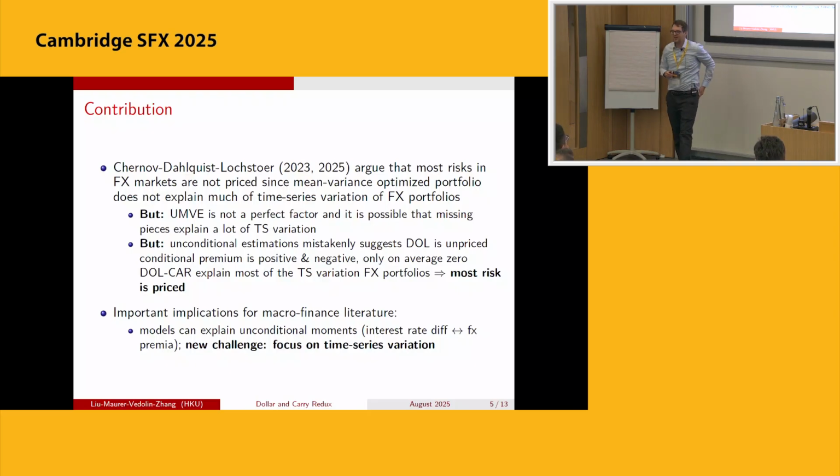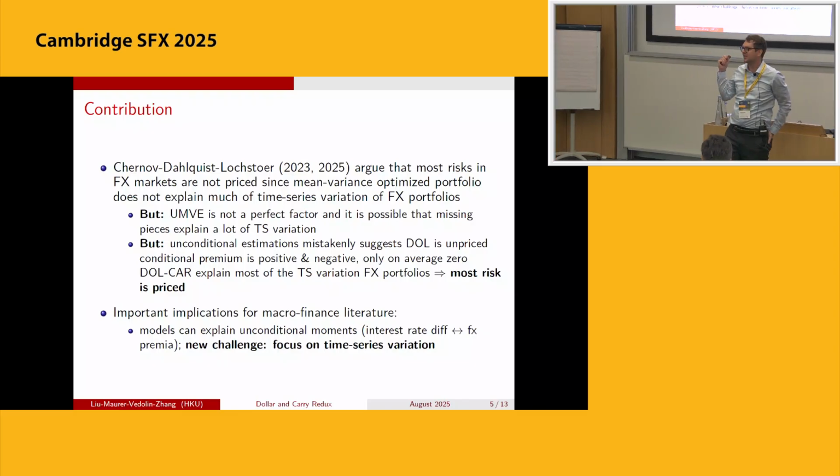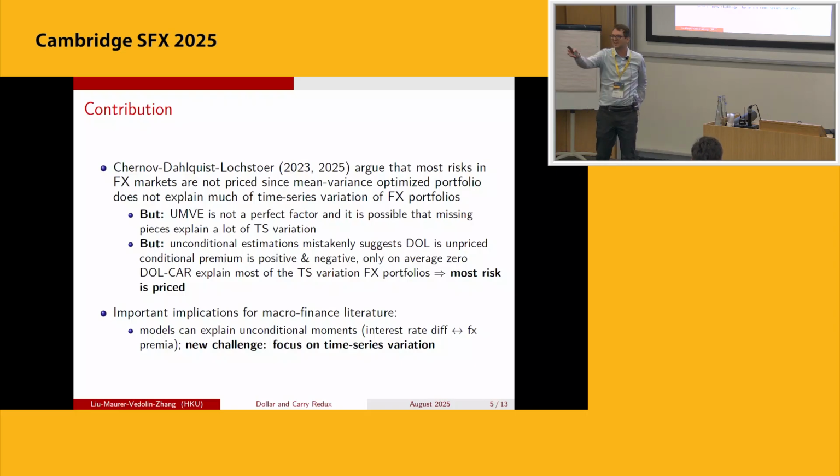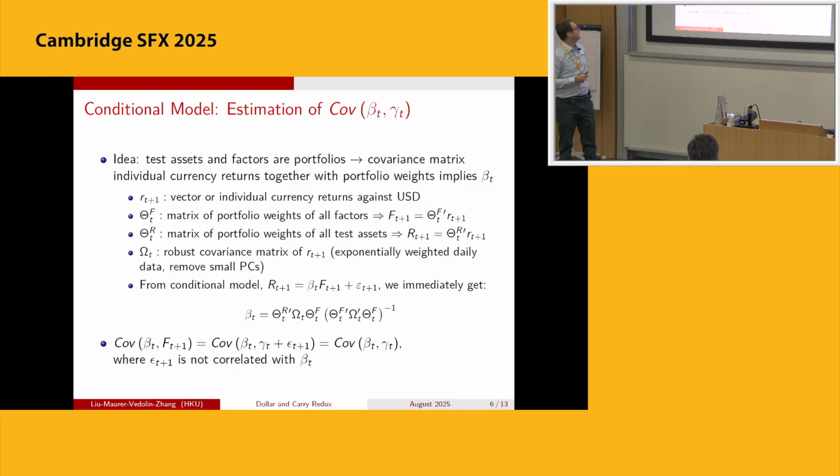And the last thing is our implication, where we show that these time series variations in premia and loadings are first order. They have very important implications for theory, in particular macrofinance models. Right, so if you think about macrofinance models, and Rick can probably tell us a lot about that too, most of the time you're trying to match unconditional moments. And I think this literature has progressed a lot and can explain a lot about interest rate differentials and risk premia. But I think the new challenge will be to look at this time series variation of risk loadings and try to understand that a bit more.